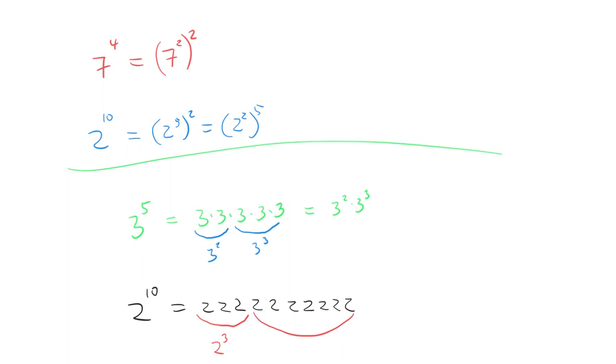So that would be 2 to the third, and this would be 2 to the seventh. And therefore, we do have the option. That's all I want to suggest. We have the option of rewriting 2 to the 10th power as 2 to the third power times 2 to the seventh power.